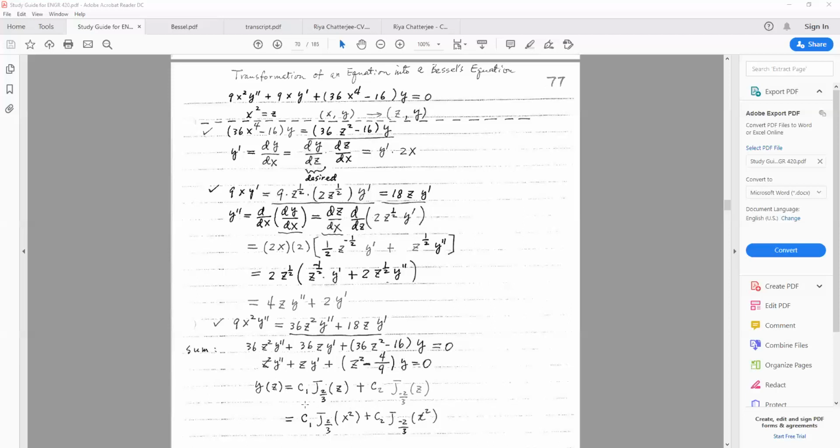After we get this solution for the new equation, we have to eliminate z. We have to transform z back to the coordinate for the given equation. That is, we have to replace z by x squared. So we get the very last equation.